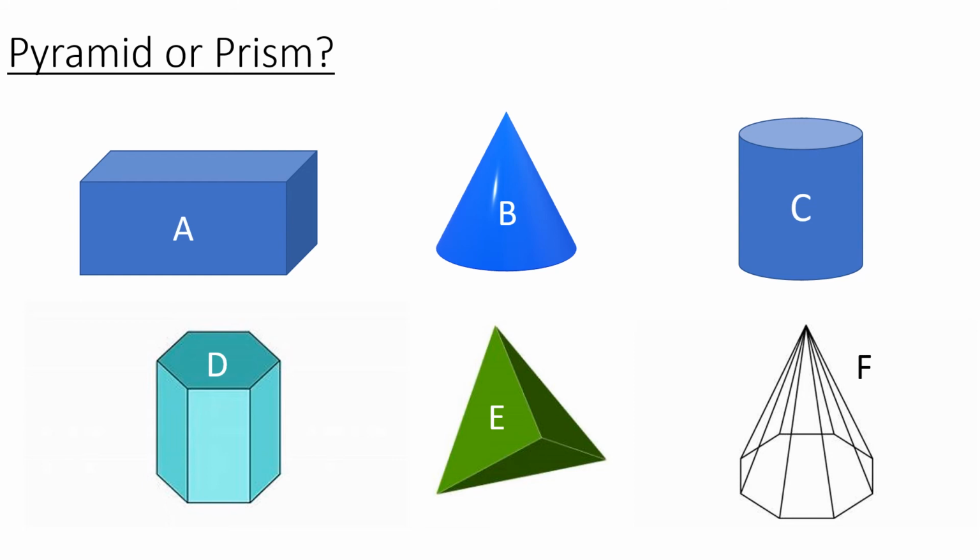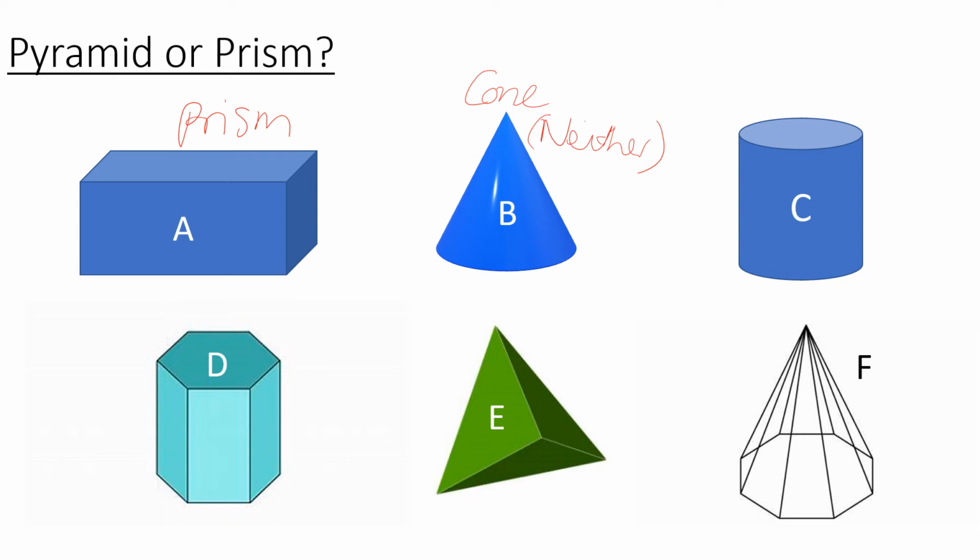Okay, so A, that one has identical ends, so it is a prism. The cone, it comes to a point at the top. However, it's not got triangular sides, so that's a bit of a trick one. That's actually neither, but we have already looked at the name and it's a cone. So sorry, that was a little bit misleading.